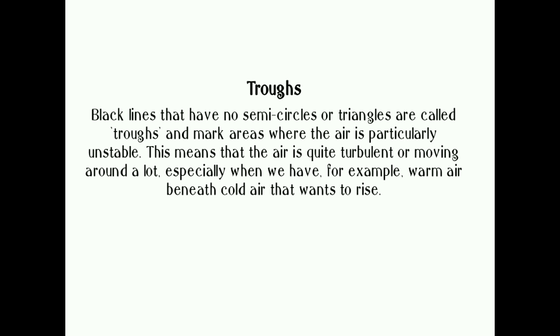Black lines that have no semicircles or triangles are called troughs, and mark areas where the air is particularly unstable. This means that the air is quite turbulent or moving around a lot, especially when we have, for example, warm air beneath cold air that wants to rise.